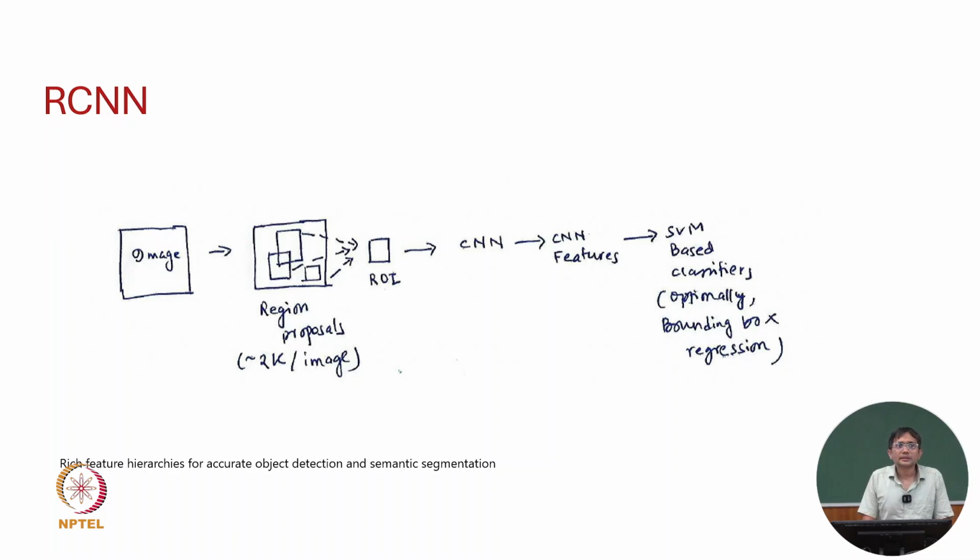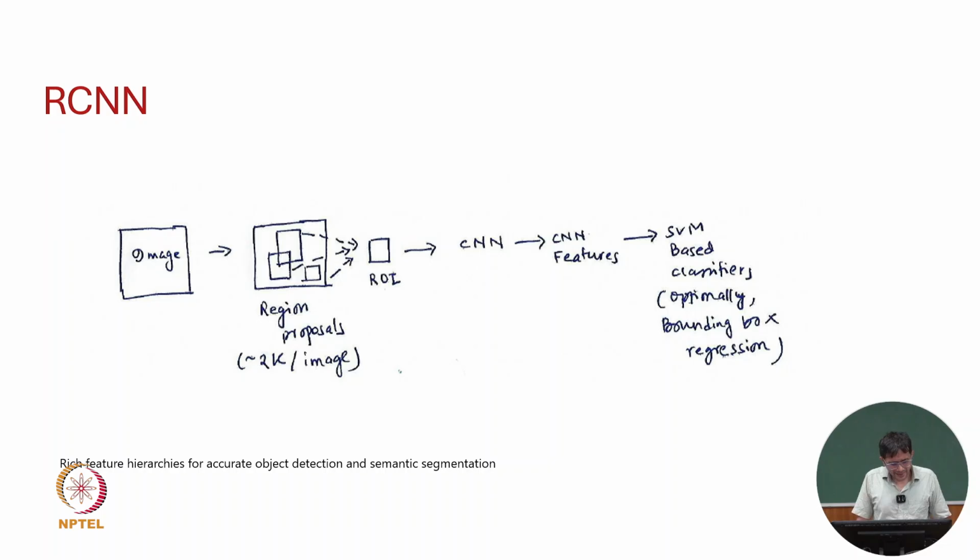Given the image, as we can see, the region proposals have been generated. Region proposals will be generated using mechanisms like selective search, which, I mean, we're talking about RCNN. So in this case, the region proposal generation itself is not deep learning based. As we can see in this particular case, we have mentioned about 2000 per image.